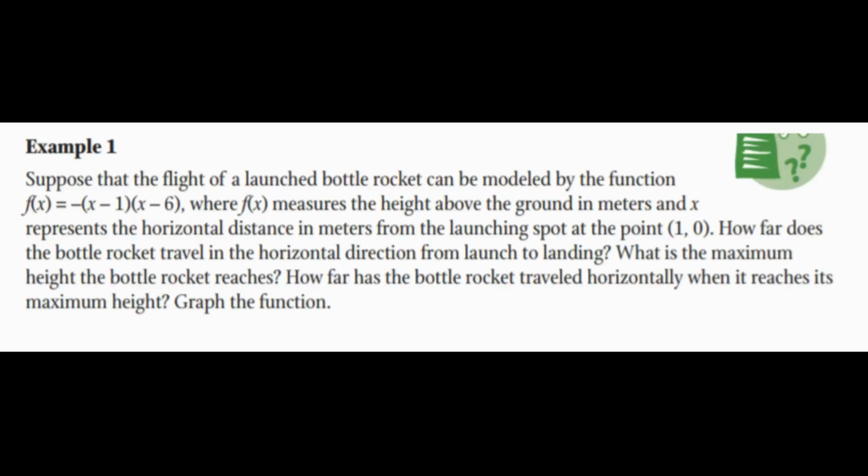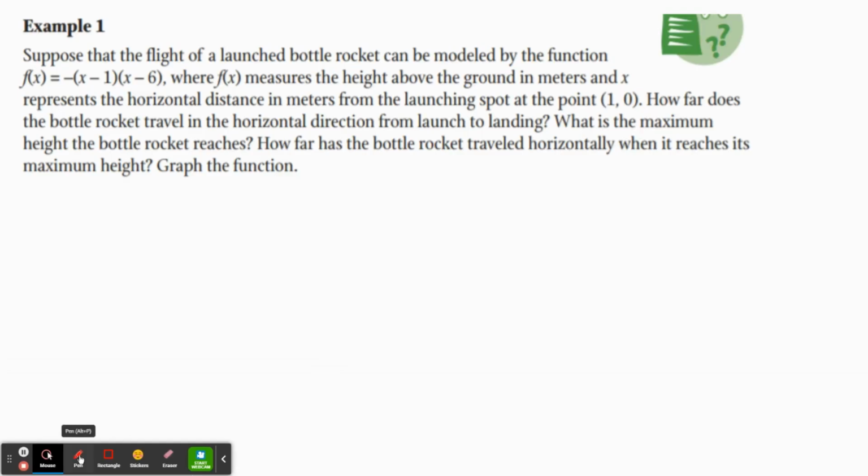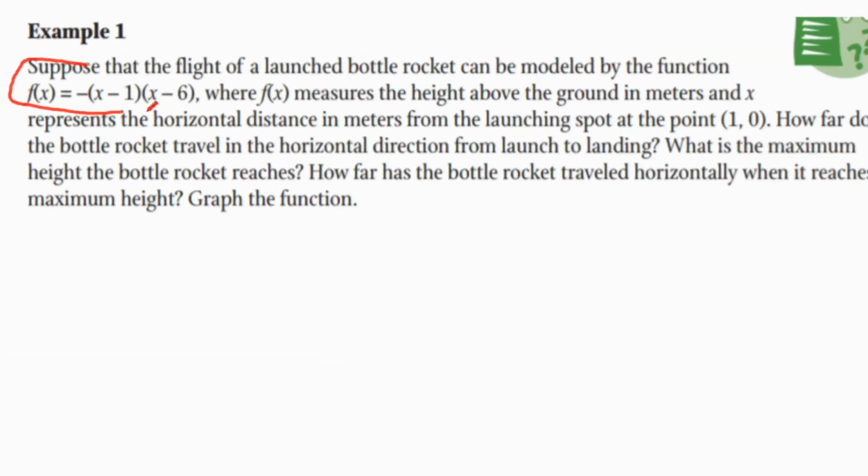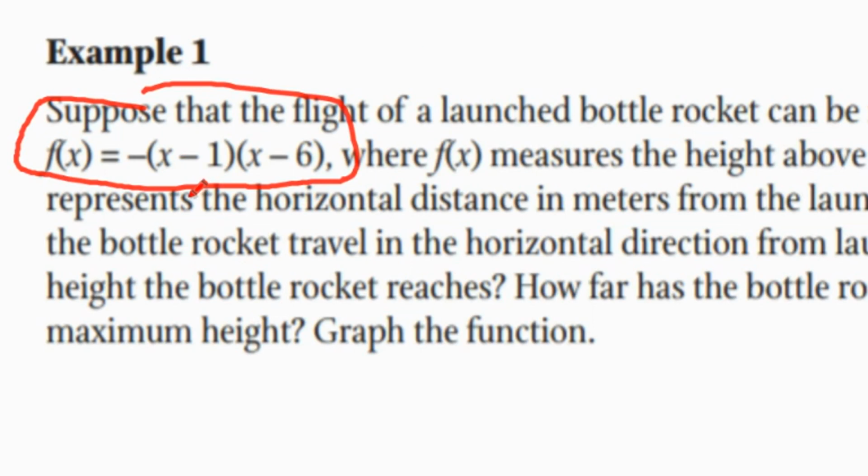Example 1. Suppose that the flight of a launched bottle rocket can be modeled by this particular function, where f of x measures the height vertically and x represents the horizontal distance. So how far did the bottle rocket travel? What's the maximum height? How far has the bottle rocket traveled horizontally when it reaches its maximum height, and graph the function? Well, the first thing I want to do is analyze the function they gave us, and it is written in factored form, which really tells us the x-intercepts.